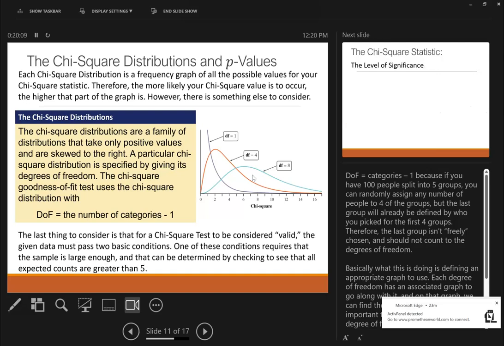So the degrees of freedom you can calculate by just looking at the number of categories minus 1. Let me explain why there's a minus 1 there. In this problem, we're talking about these colors of M&Ms, right? We have 6 different colors. I tell you to pick a color. How many choices do you have for choosing that first color? 6.